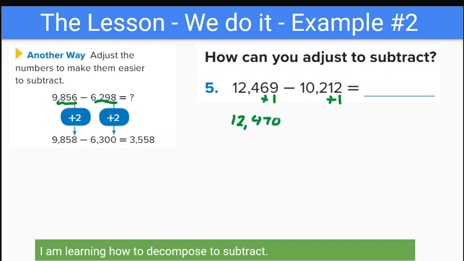So this would be 12,470, take away 10,213. Okay, all we did was shift it a little bit. And so we can start doing this. Well, we can decompose this into 10,213, okay? So let's start off. Let's take 12,000 and take away 10,000. That leaves us with 2,000, okay? 2,470.